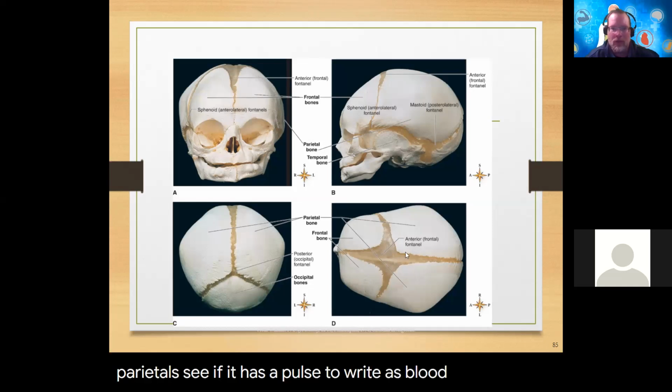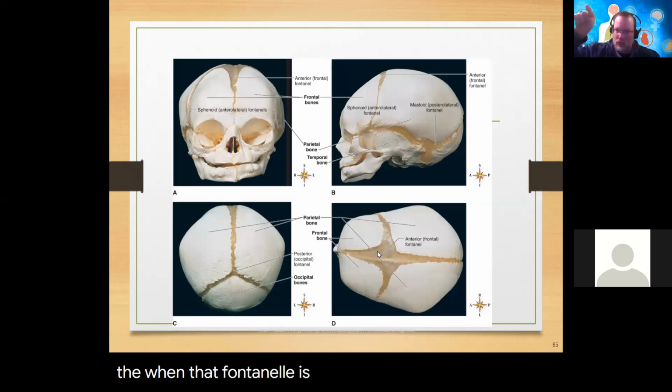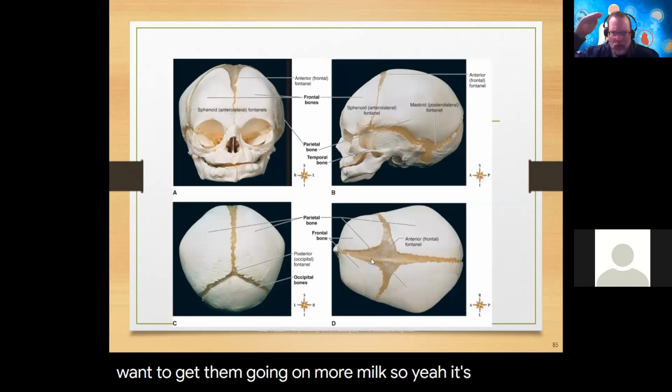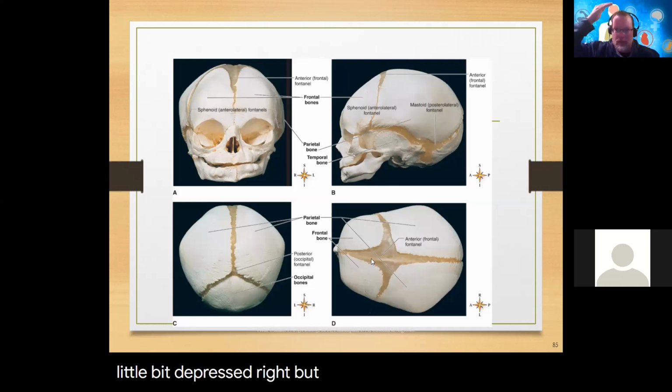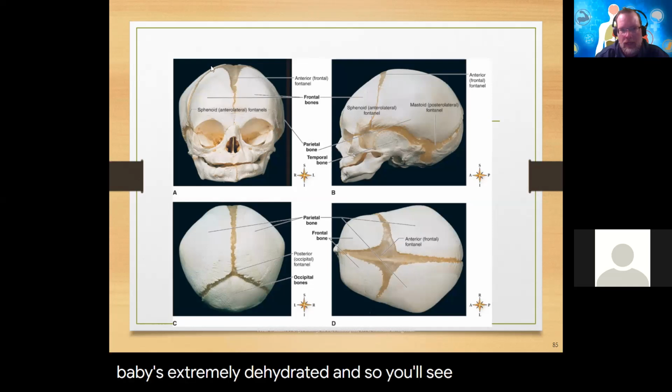As blood goes up, if that fontanelle is really depressed, that's usually a sign that the baby is dehydrated a little bit. So we definitely want to get them going on more milk. Yeah, it's naturally a little bit depressed, right? But then you can see it kind of poof, poof, poof, like a pulse. But when it's really depressed, I've seen some where the baby's extremely dehydrated. And so you'll see that really depressed there.